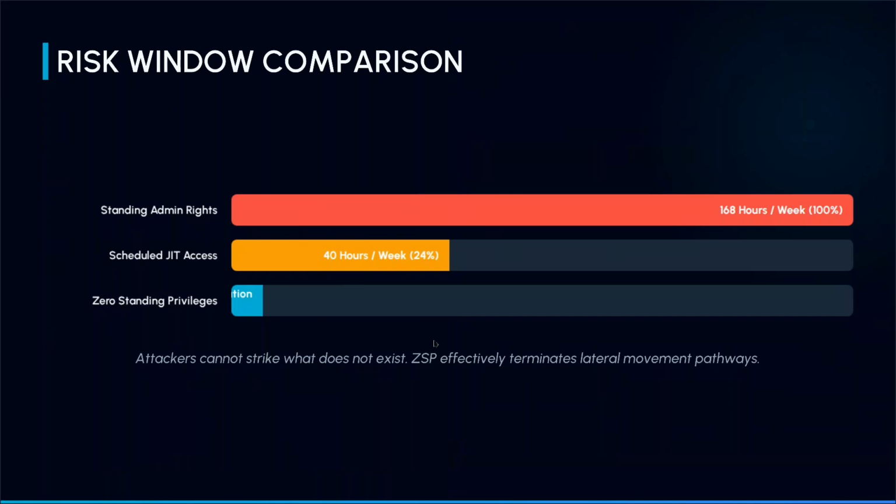So what's the difference? Why do we need to do that? Because if we have a consistent credential, like a domain admin account sitting in AD, it will exist 168 hours a week. So it exists there, waiting for brute force, waiting for account takeover.